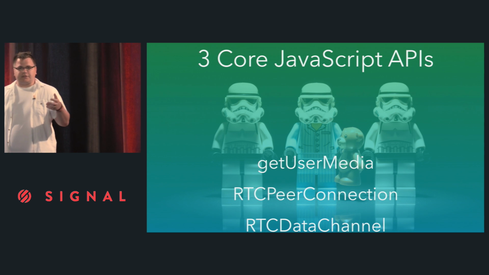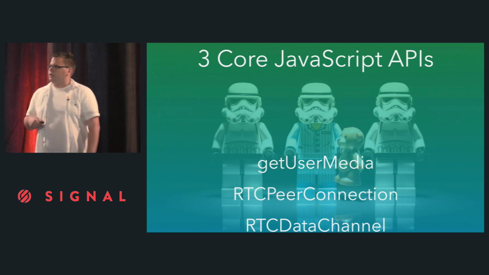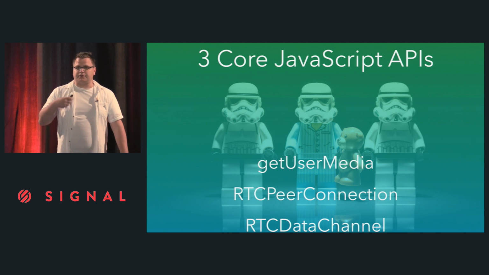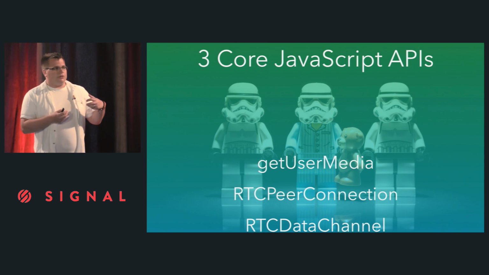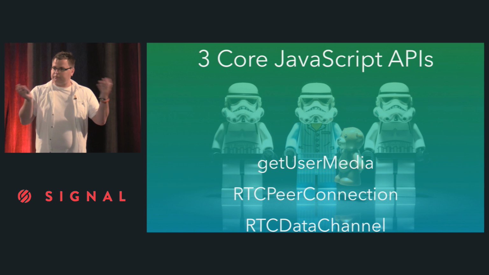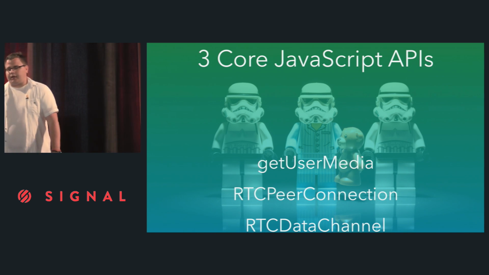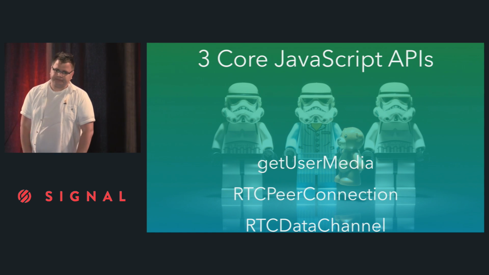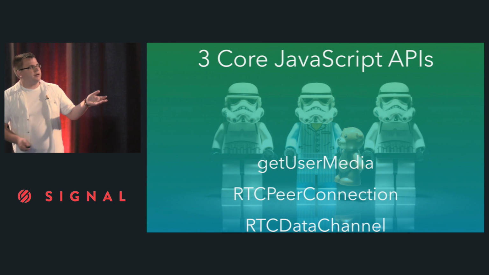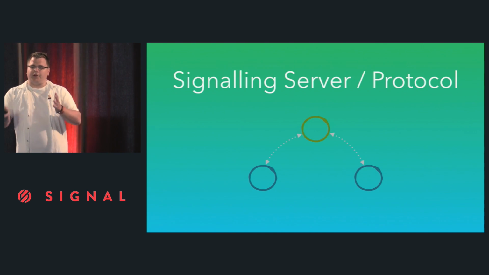So there's Get User Media. Get User Media is designed to get you access to the webcam, the microphone, and screen sharing. It's asking for permission to use those devices. There's RTCPeerConnection, which allows you to create that one-on-one connection to other devices. And then within the peer connection, you can create a data channel using RTCDataChannel. So in peer-to-peer communication, we've got a one-on-one relationship there.